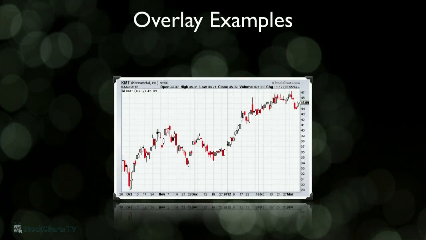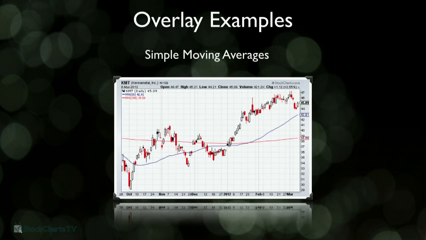Okay, so what is it exactly? What are some examples of overlays? Well, the ones that we saw a minute ago, and I'll show you right now, are simple moving averages. Simple moving averages have a single period setting. We see here the 50 period moving average in blue and a 200 period moving average in red. In this case, the period is a day because this is a daily chart. So it's a 50-day moving average, 200-day moving average. And we see them on the chart here overlaying our price bars.